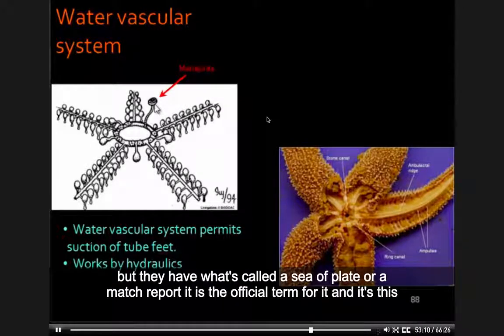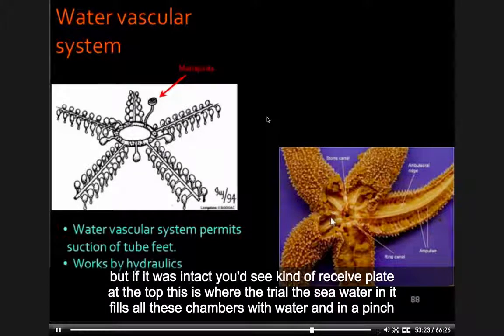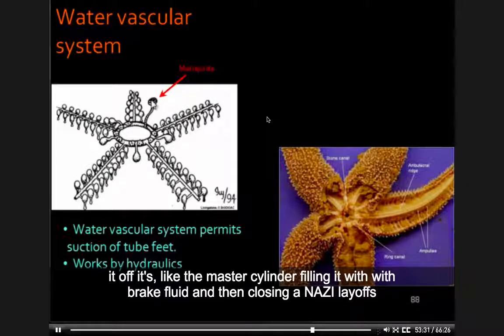But they have what's called a sieve plate, or a madreporite is the official term for it. And it's this hole which exists at the top of a sea star. Of course, the top of this sea star has been removed, but if it was intact, you'd see a sieve plate at the top. This is where they draw the seawater in. It fills all these chambers with water, and then they pinch it off. It's kind of like the master cylinder, filling it with brake fluid and then closing it off, sealing it off.